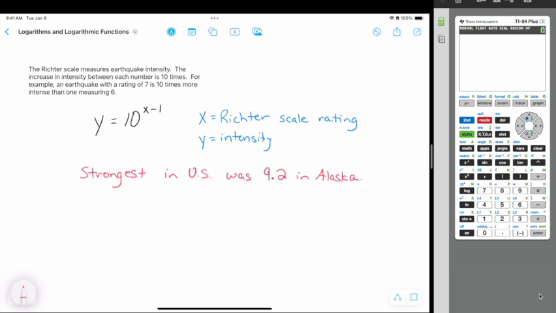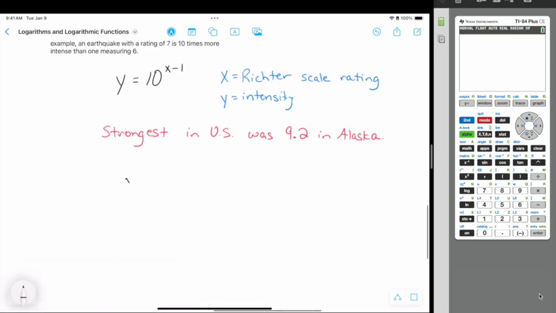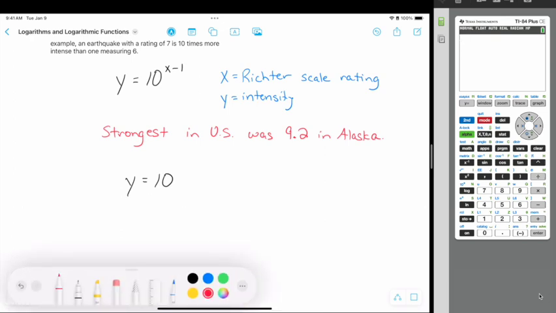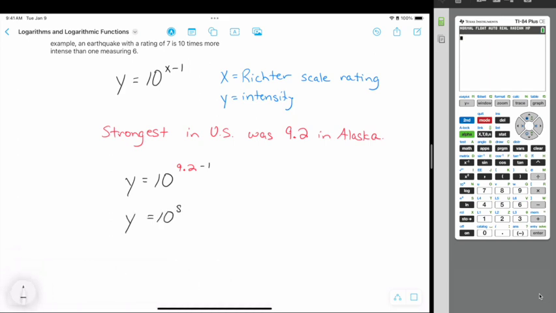Let's see if we can calculate the intensity of that earthquake. So going this direction is really easy. You just do y equals 10 to the, and then if the Richter scale was a 9.2, 9.2 is just like the most devastating earthquake, you just replace with 9.2 minus 1. We would get 10 to the 8.2 power. Simple, right? And 10 to the 8.2 is some gigantic number, so I'm going to use the calculator to do 10 raised to the 8.2 power.